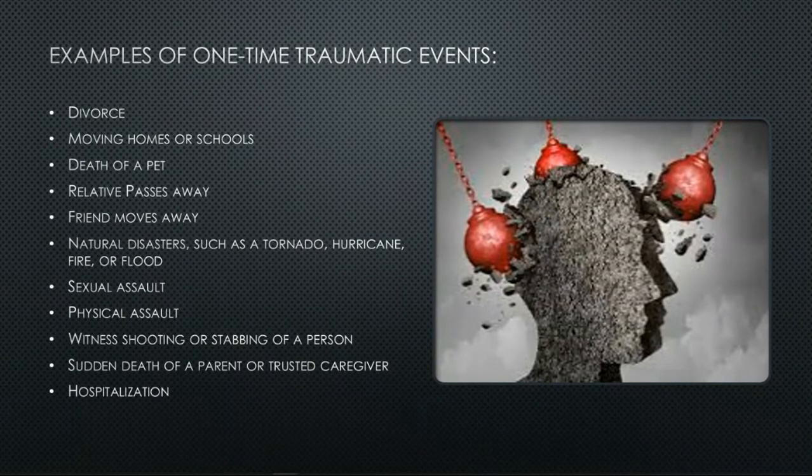Examples of one-time traumatic events include divorce, moving homes or schools, death of a pet, your relative passing away, a friend moving away. Then there are some larger ones, such as tornadoes, hurricanes, sexual assault, physical assault, sudden death of a parent or caregiver, hospitalization, or even witnessing someone being assaulted. With the nature of the discussion, you do need to be careful with the way that you word your questions or your conversations with your teen, as this might be hard for them to want to delve into.